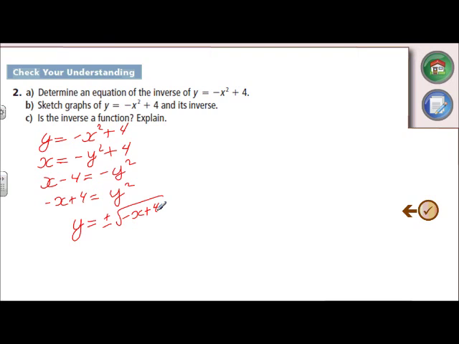Sketch the 2. Well, that first one was a quadratic. And hey, we know it's opening down. It's a quadratic parabola, opening down, and we've got a transformation here 4 units up. So we know it's going to look like that. Hey, if we're going to do our inverse, we put in our y equals x. And I'm going to be looking for certain points. Any invariant points.